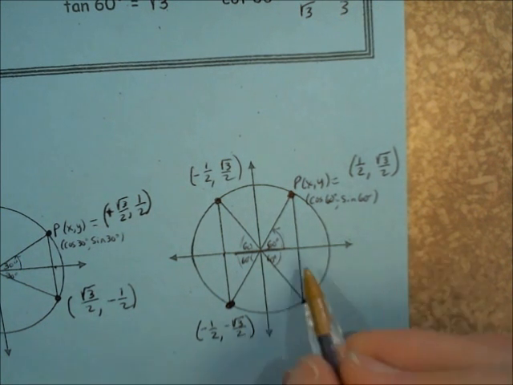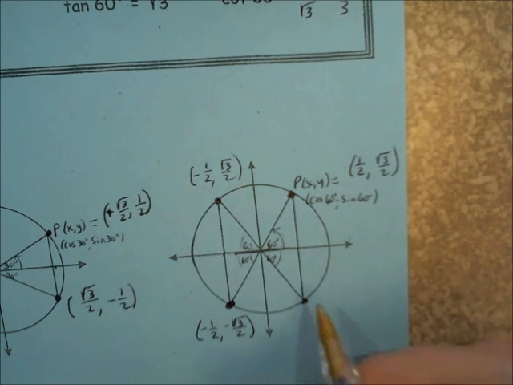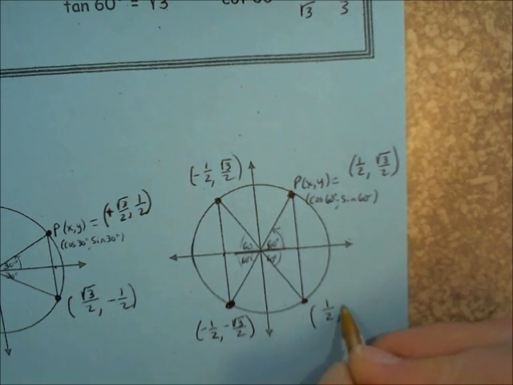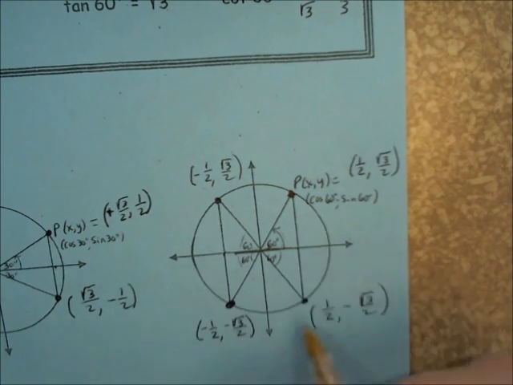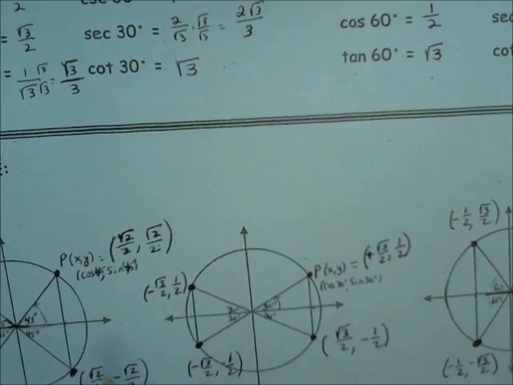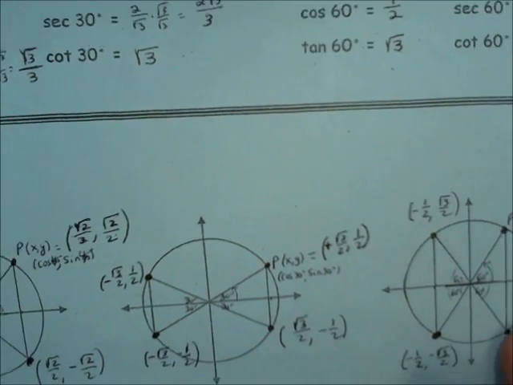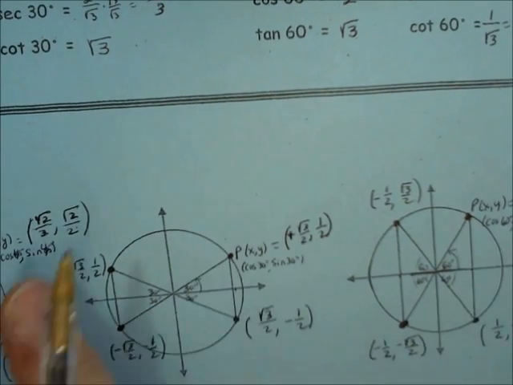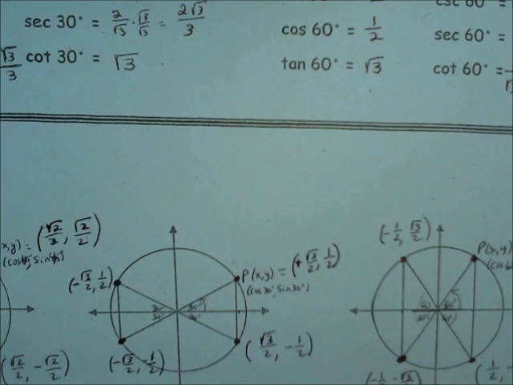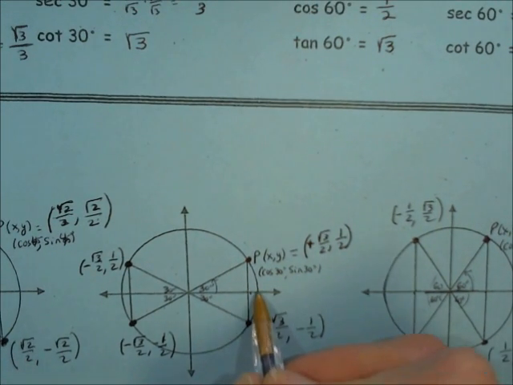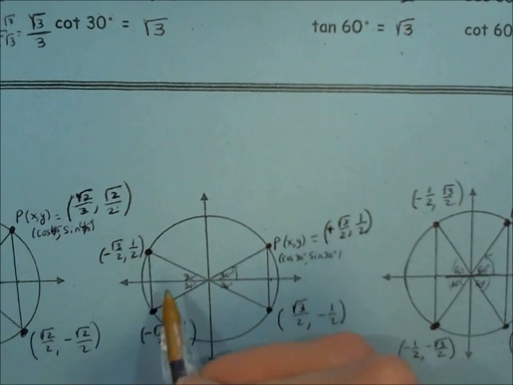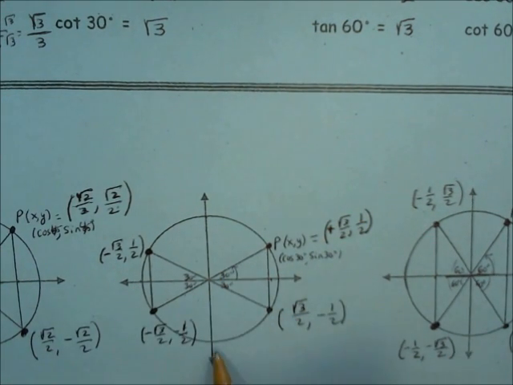And down here in quadrant 4, the x is positive, but the y is negative. So we have a positive 1/2, but we have a negative square root of 3 over 2. So there are 4 more important points. So we have a total of 4 times 3 is 12 important points that go around the unit circle, besides the other 4 points that I told you about before, which are (1, 0), (0, 1), (-1, 0), and (0, -1).